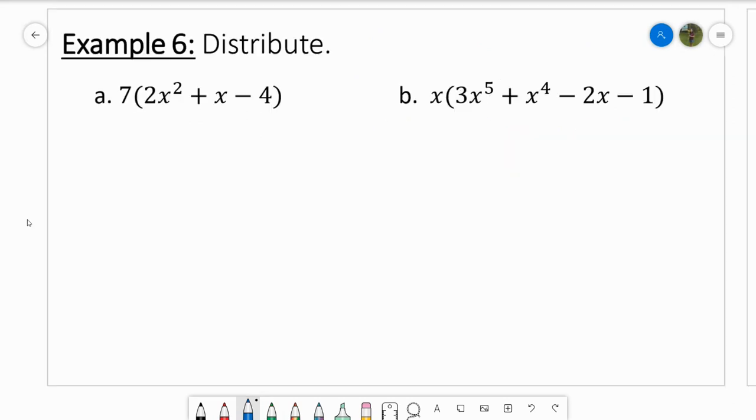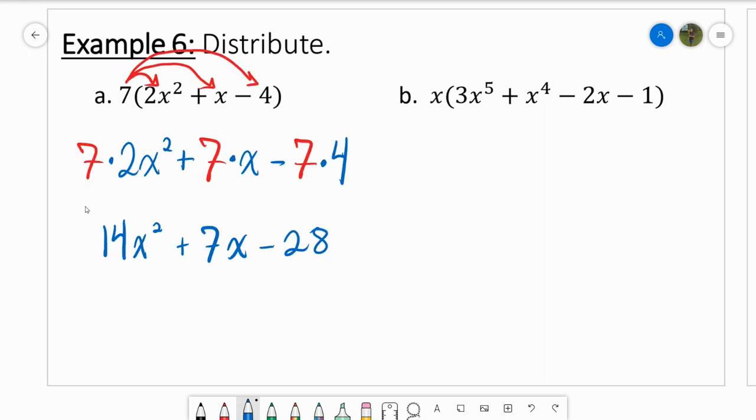All right, go ahead and pause the video and try A on your own. Unpause it when you're done. You can check your answer. All right, so here's what we end up with for our final answer: 14x squared plus 7x minus 28.